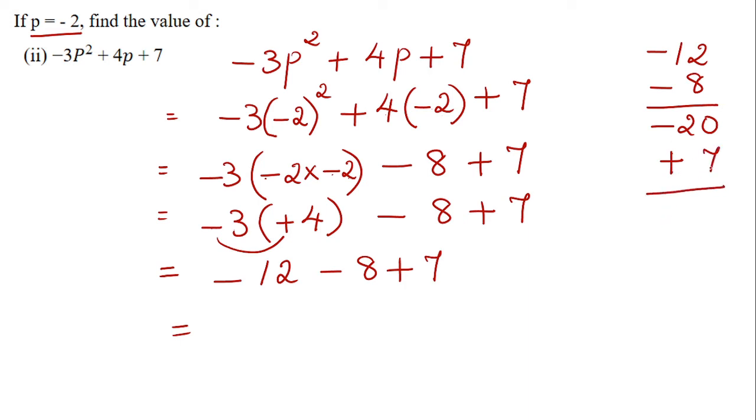Two different signs means put the bigger number sign and subtract. 20 minus 7 is 13. So the answer is minus 13.